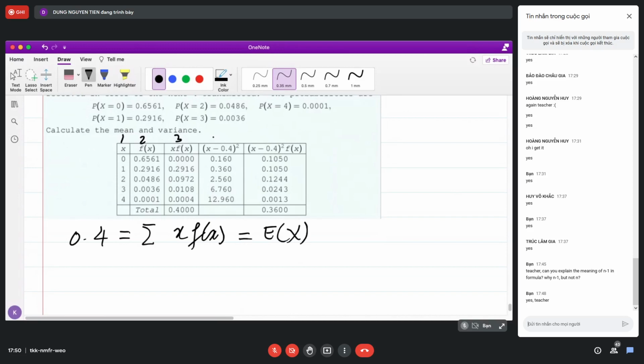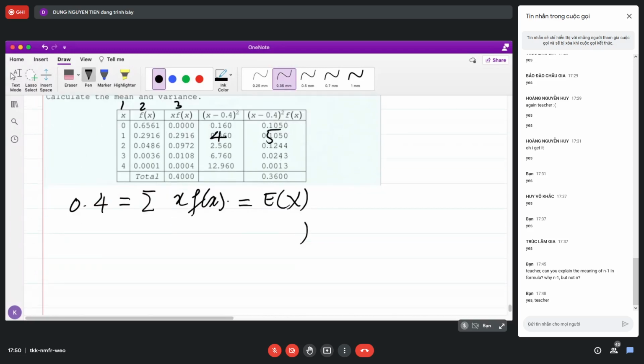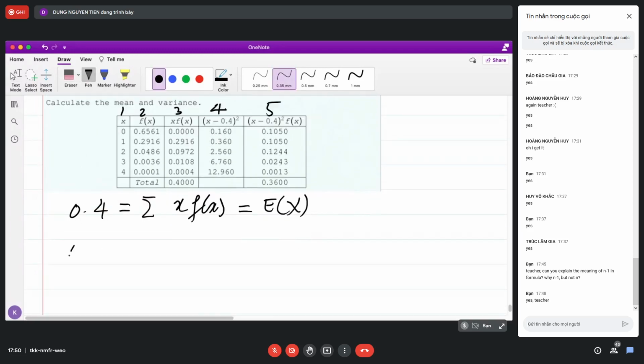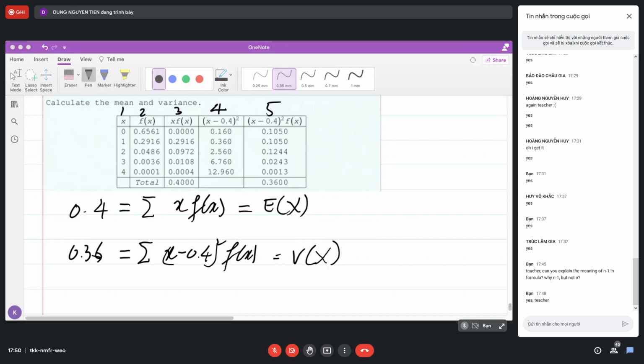Then you can compute the squared deviations, (x minus 0.4) squared. You multiply the fourth column by the second column to get the fifth column, and then you find the sum of all the numbers here to get 0.36. That is the sum of (x minus 0.4) squared f of x, and that is the variance of x. Do you understand? Is that clear?